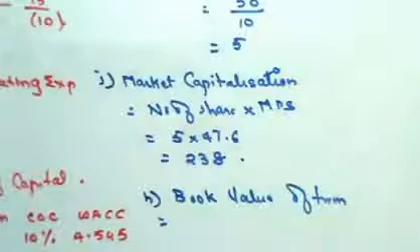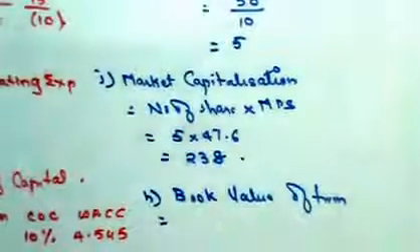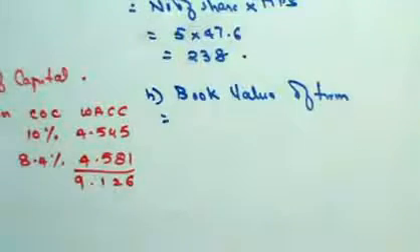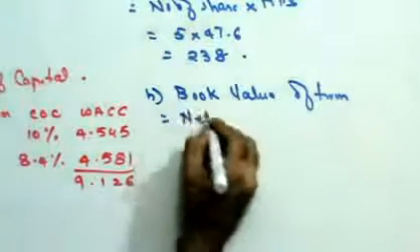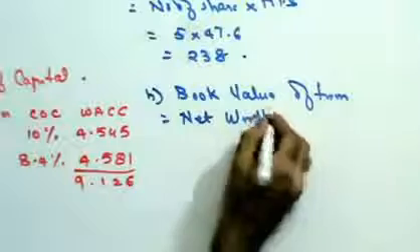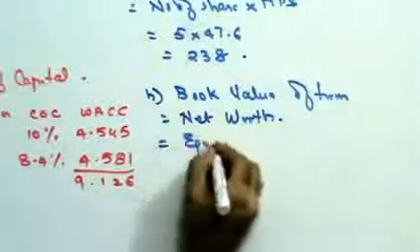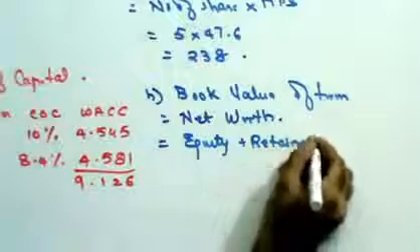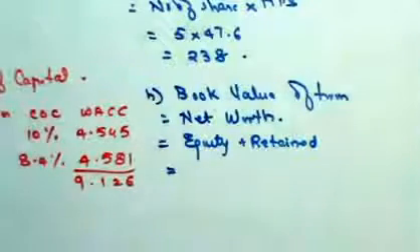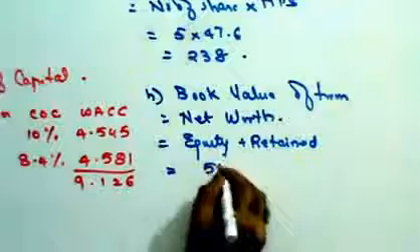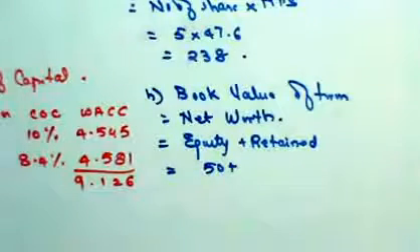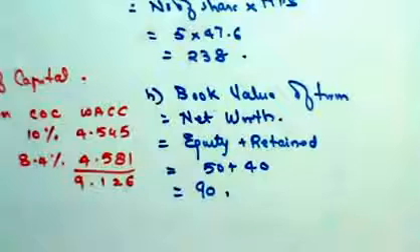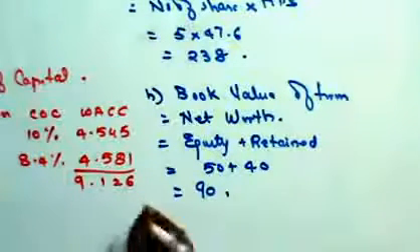I'll just explain the theory. Book value of the firm is that if I sell the entire company today, what is the net amount that is payable to the owners, which is also called the net worth, which is nothing but equity plus retained. Right? Equity share capital is given to you as 50, retained is given to you as 40, the total amount is 90. So my net worth is 90.